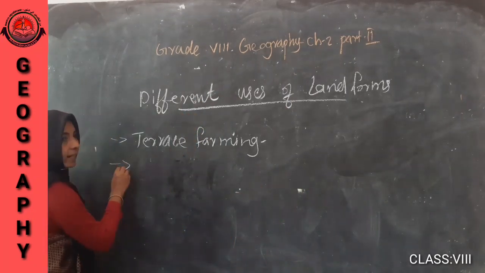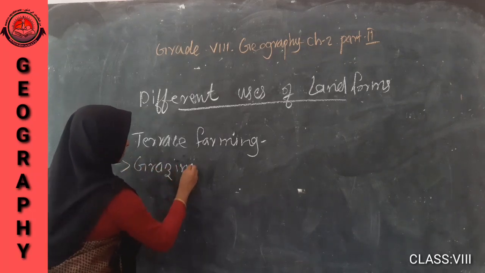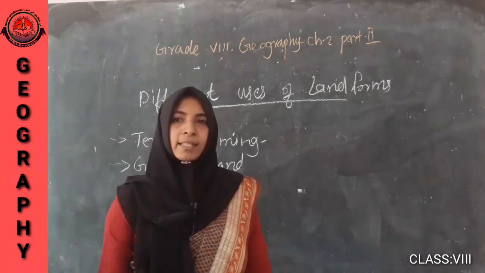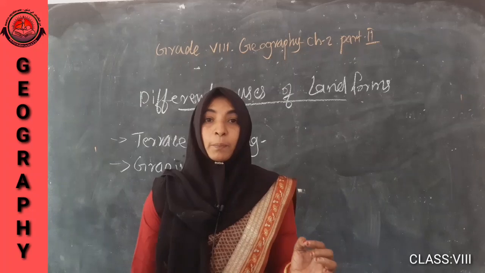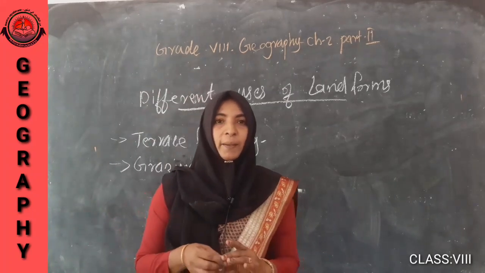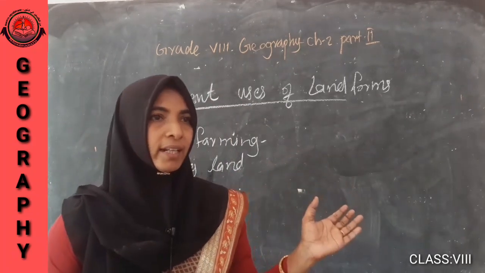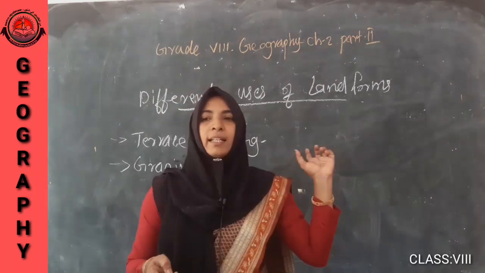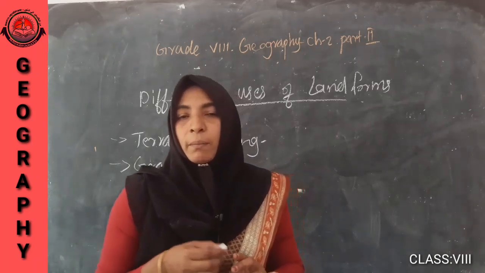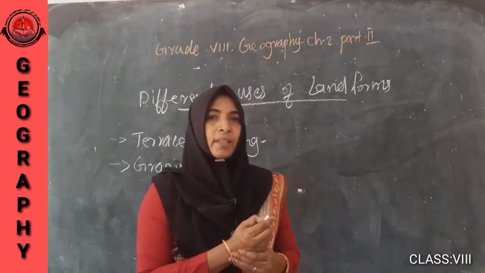Mountains and hills provide grazing land. That we discussed that day itself. Plateaus are providing grazing land for the cattle. Here hills and mountains are also providing what? Grazing land for the cattle. Next, rivers originating from the mountains help to generate hydroelectricity.